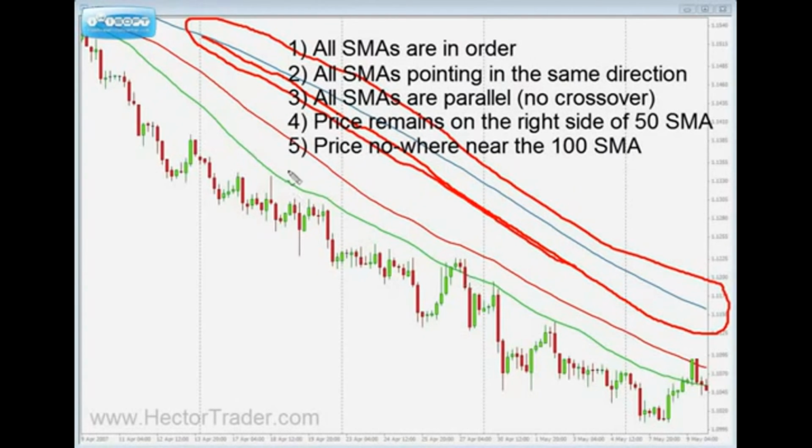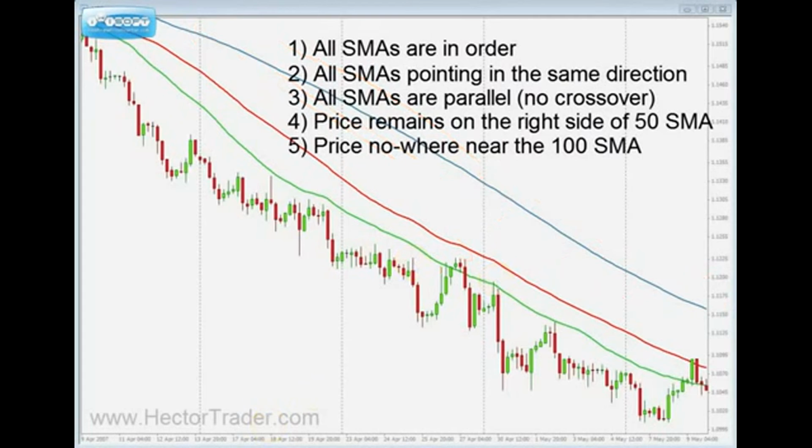So far we have all of them pointing the same direction, all of them parallel, no crossover, all the moving averages in order, price remaining on the right side of the 50. Even if for a moment we might breach a little bit above the 50, it never gets to the point of getting around the nearabouts of the 100.